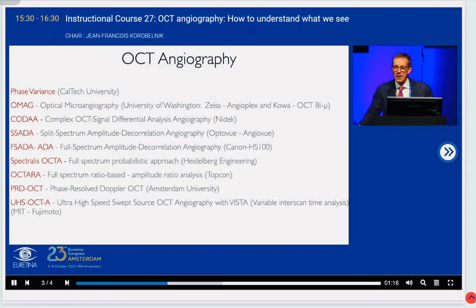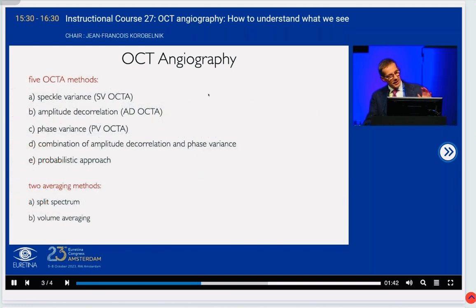When we speak about fluorescein angiography and ICG angiography, we think probably about two types: the ones done with the scanning laser ophthalmoscope, and the other one created with a fundus flash photographer. But when we speak about OCT angiography, this is the list of the possibilities. There are different algorithms that can create different images. And of course, 5 OCTA methods, 2 averaging methods. If you put all together, you can get a different image from the same eye.